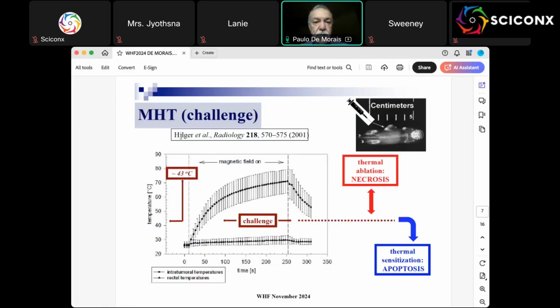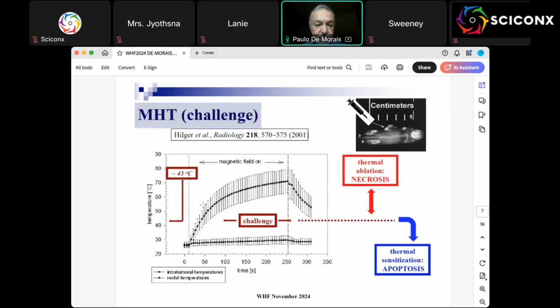This is a group from Dr. Hilger in Jena in Germany. So what they did, they used a mouse, they planted a tumor on the backside, and then they injected magnetic nanoparticles in the tumor. So they could measure the temperature of the tumor and the temperature of the body.